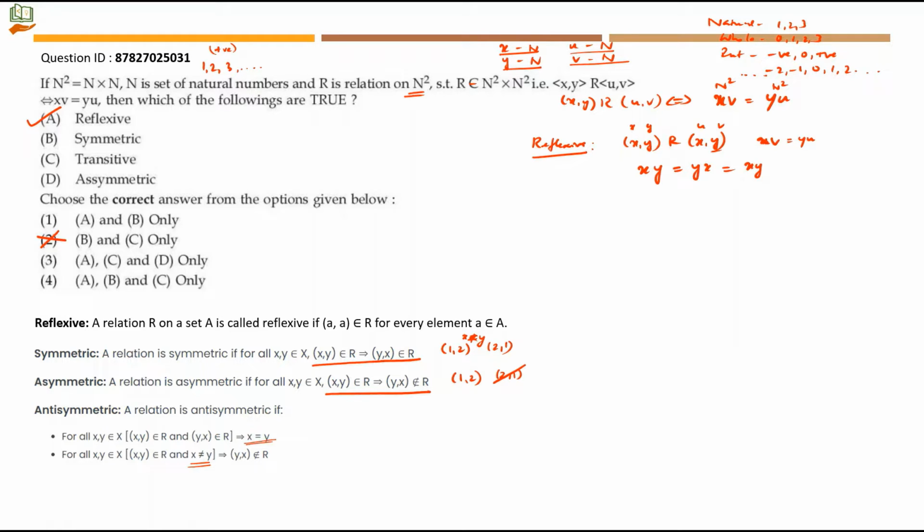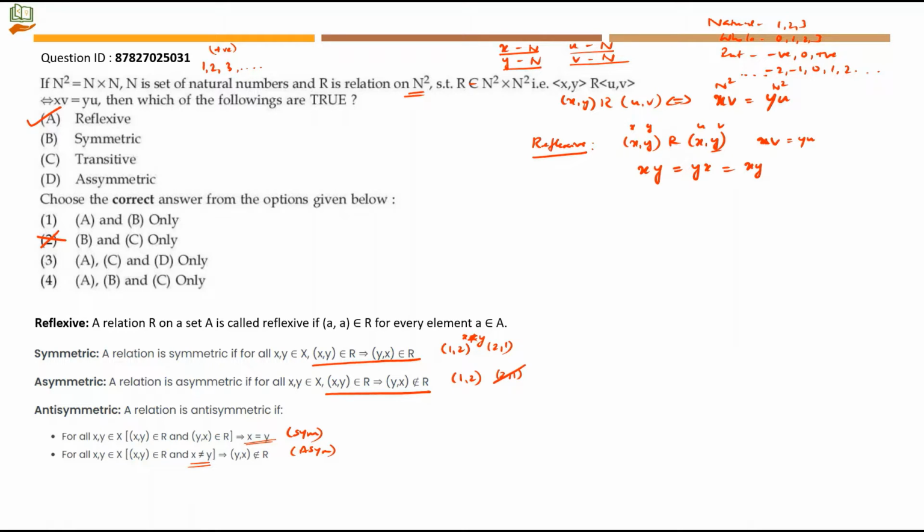Then the asymmetric property will be true. So if x is equal to y, the symmetric property will be true. If x is not equal to y, the asymmetric property will be true. But how they have rephrased it is: if (x, y) belongs to R and x is not equal to y, we can state that (y, x) does not belong to R. So they have rephrased it in this way.